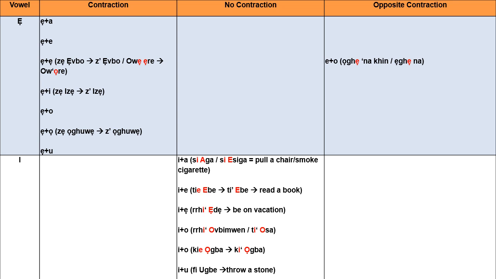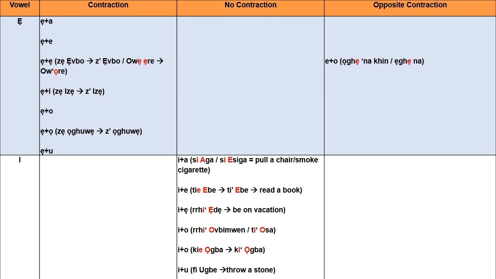Then we have the vowel E. The vowel E doesn't contract at all. So we have, for instance, E followed by a siaga, which is to pull a chair, or siesiga, which is to smoke a cigarette or to smoke, because you pull the smoke inwards into your mouth. And we also have TB. For those of you that have been following me for a long time, you've heard this phrase many times. TB is to read a book. But then the A falls off and we have E remaining. So TB.